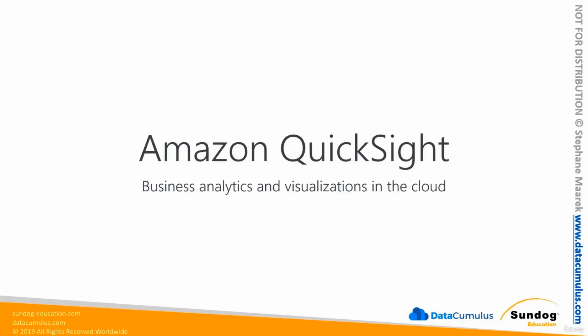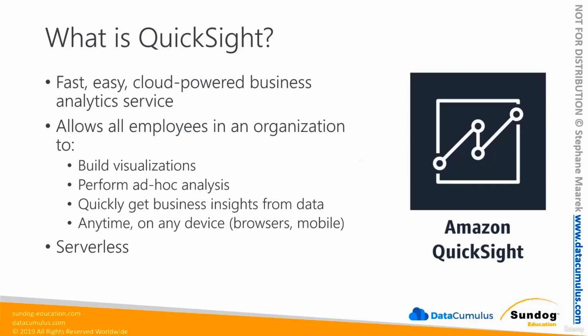Let's dive into Amazon QuickSight, which is AWS's visualization tool for big data. What is it? Well, they say it offers a fast, easy, cloud-powered business analytics service. And yeah, it's basically that. It's a service that's really geared toward end users. It's a very different kind of AWS offering, really, because it's not made for developers. It's made for business analysts.